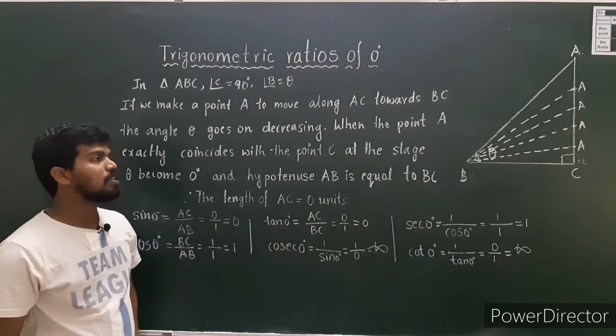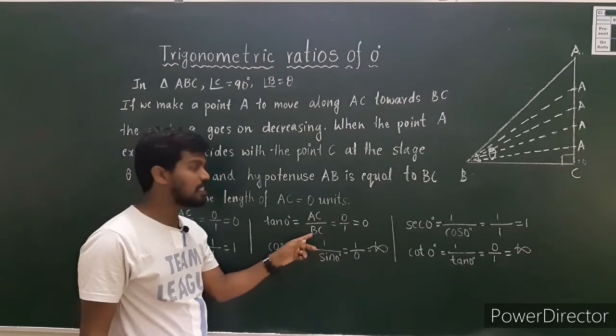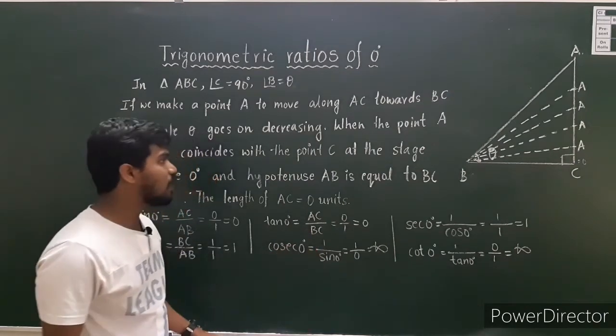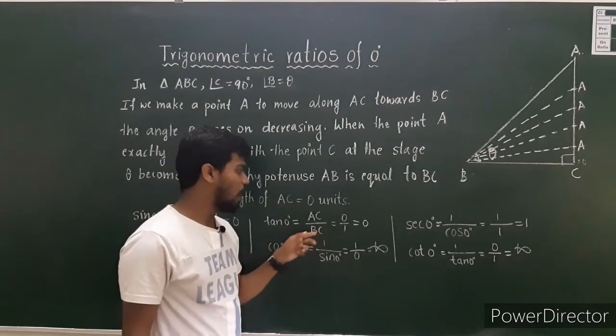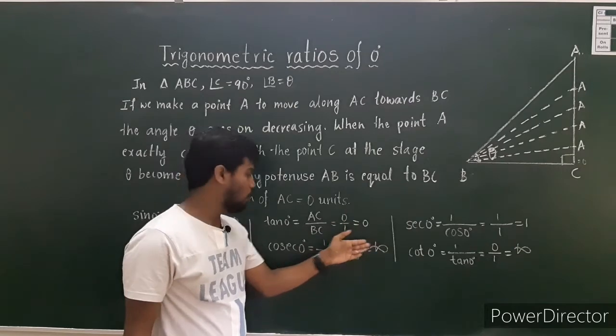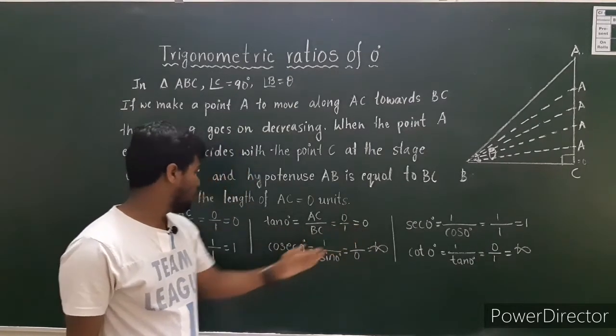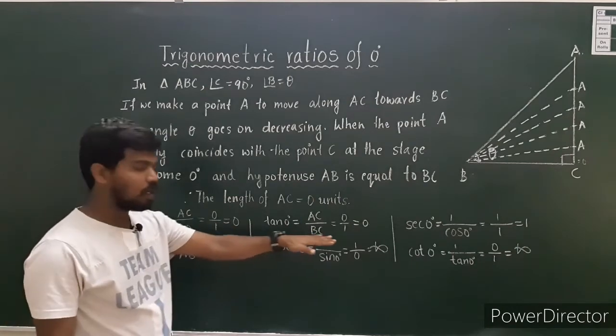Tan 0 degree. The definition of tan is opposite side by adjacent side. So what is the opposite side? So that is AC. Opposite side AC you consider as 0 and BC you take 1. So 0 by 1 you get 0. Therefore tan 0 is also 0. See here, sin 0 is 0, cos 0 is 1 and tan 0 is 0.